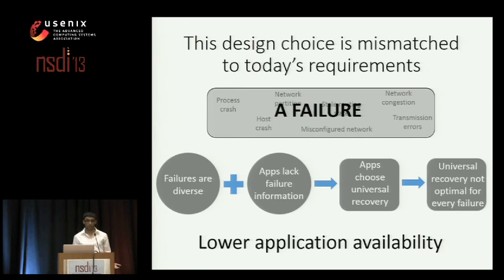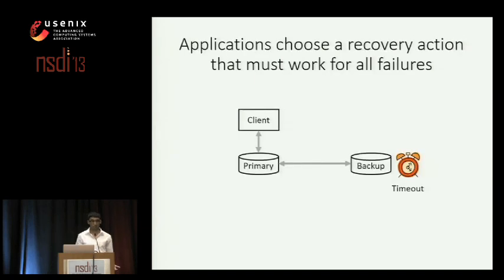Let me illustrate. Consider a primary backup replication system. The primary serves requests from the clients, and the job of the backup is to monitor the primary and to take over if there is a problem with the primary. To detect problems with the primary, the backup typically uses timeouts. This system must also prevent the case that both the primary and the backup consider themselves primary at the same time. So it uses a lease service that grants time-based leases to the primary. So how does the backup respond if the primary crashes and the backup times out on the primary?